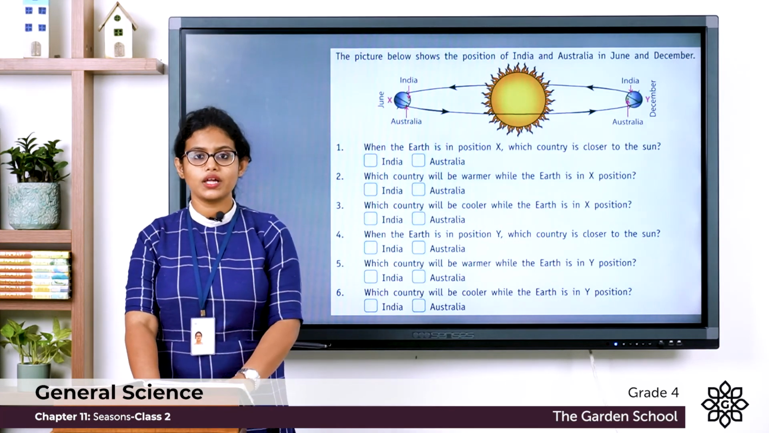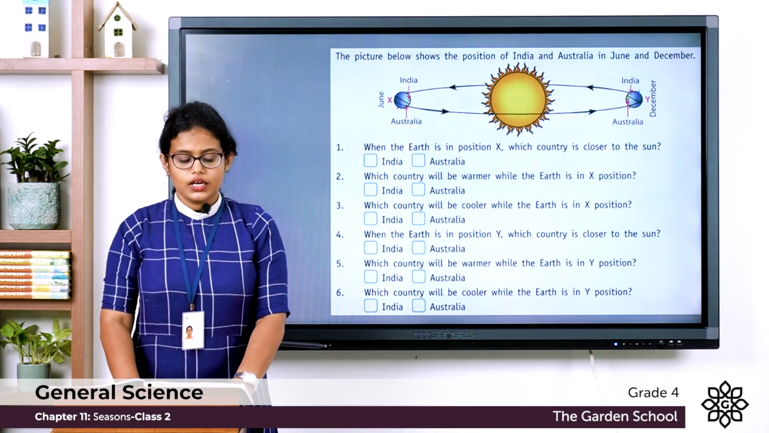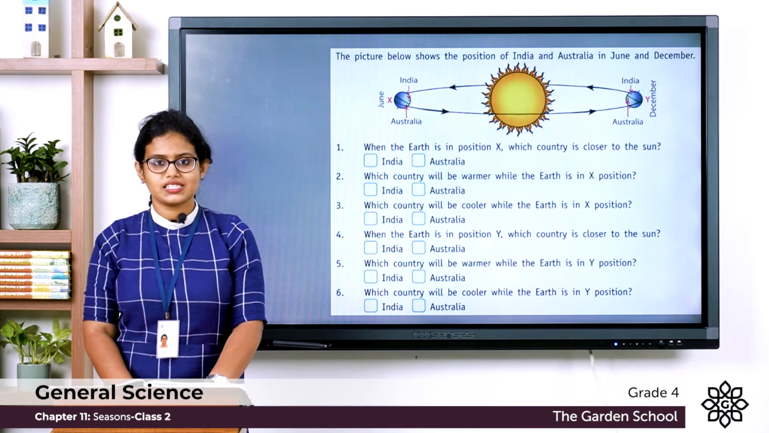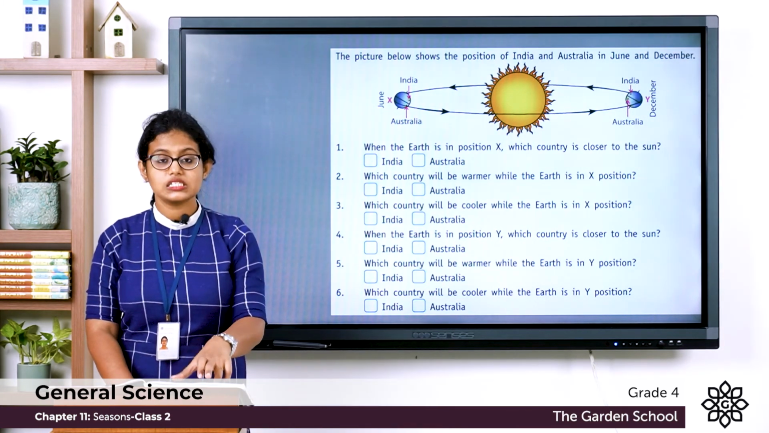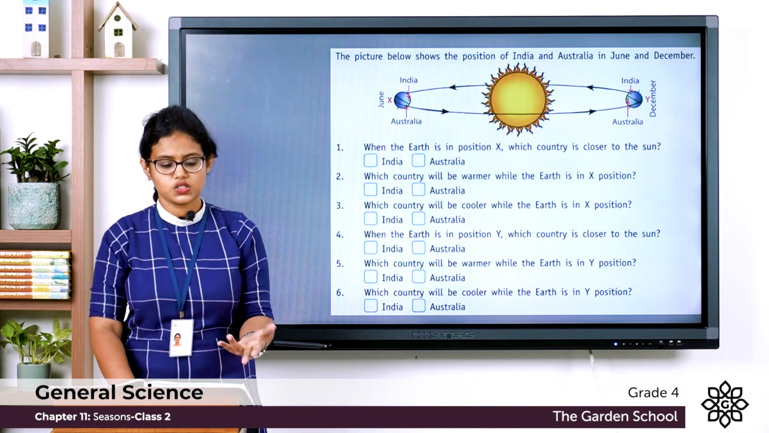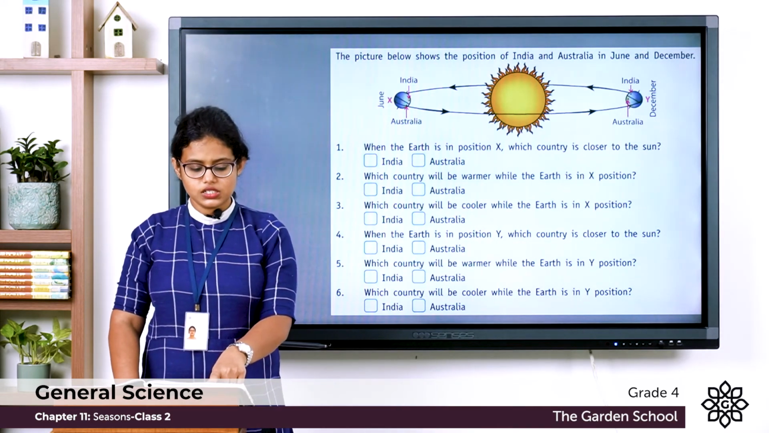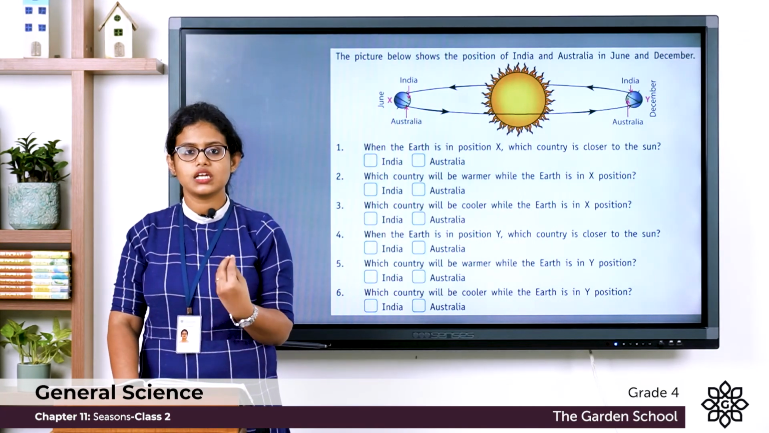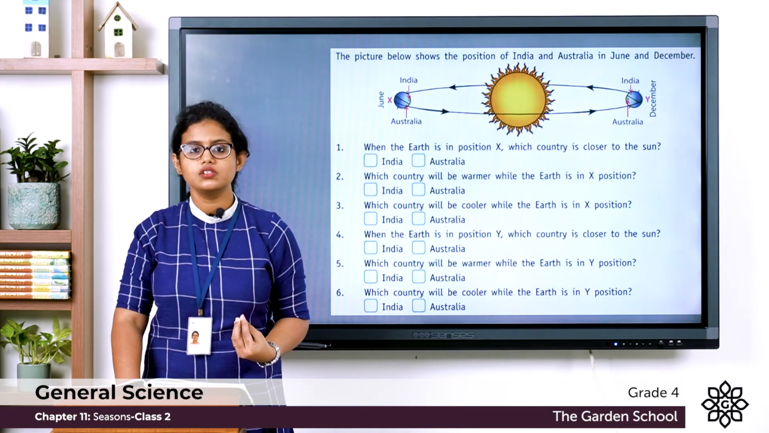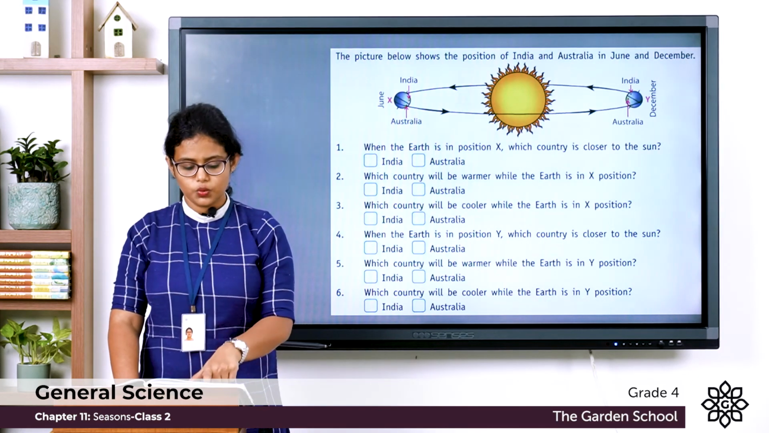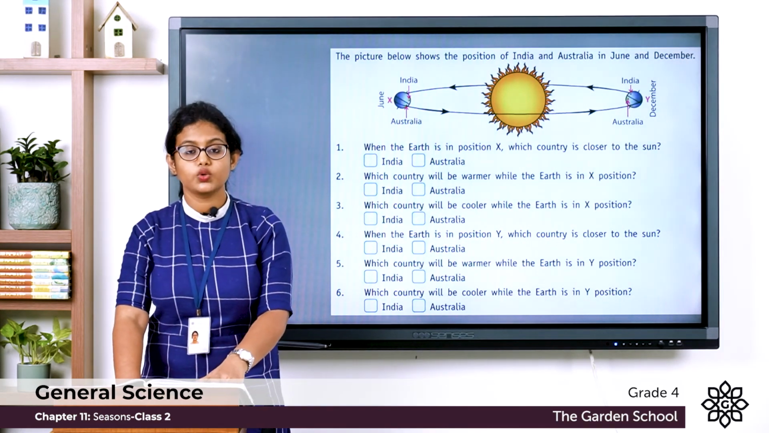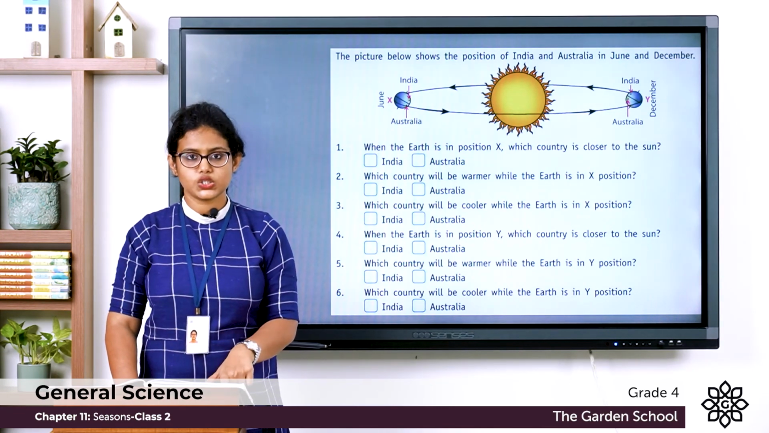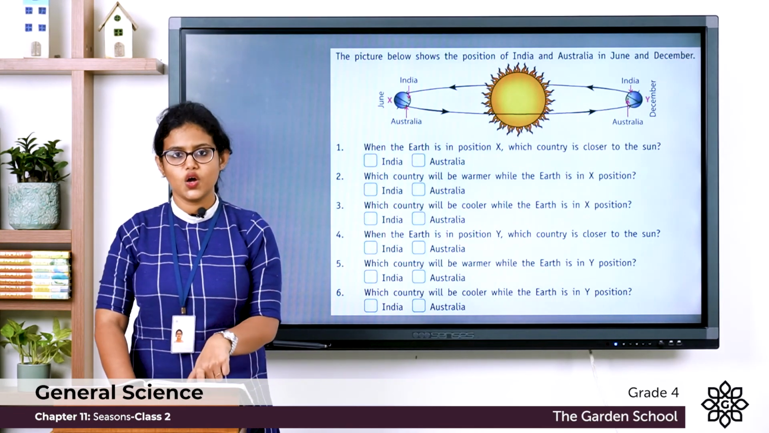Then page number 130. There is a box given, Remember. So that is about seasons. So we learnt about summer, winter and monsoon. So during summer season, the days are long and nights are short and the sun rays are straight and direct. What about during winter season? During winter season, the sun rays are slanted, then days are shorter and nights are longer.